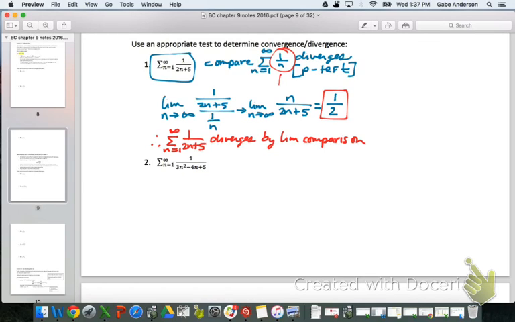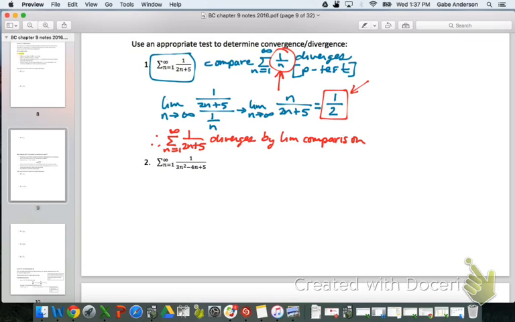Okay, so you got to pick a good series to compare with. You got to calculate that limit and get something that is positive and finite. And if you're able to come up with that, then you are able to come up with a conclusion as to whether the series we're looking at converges or diverges.